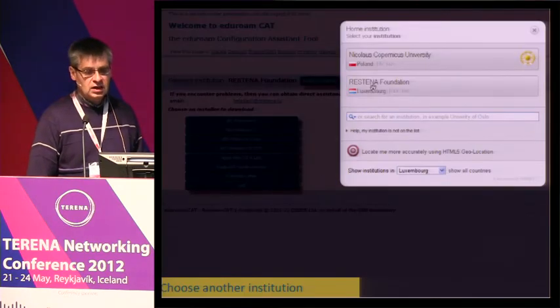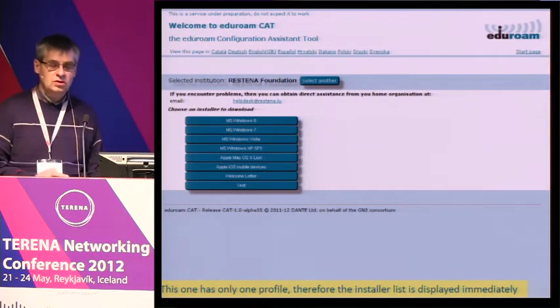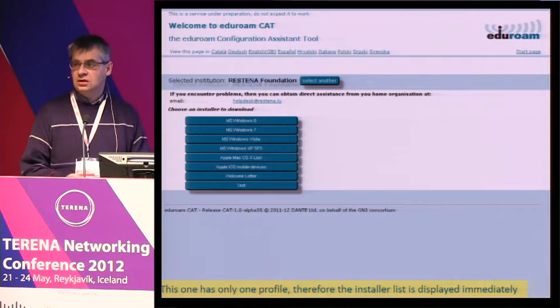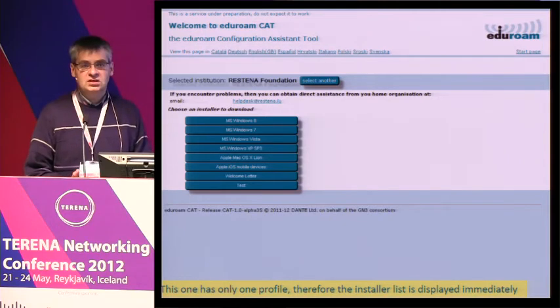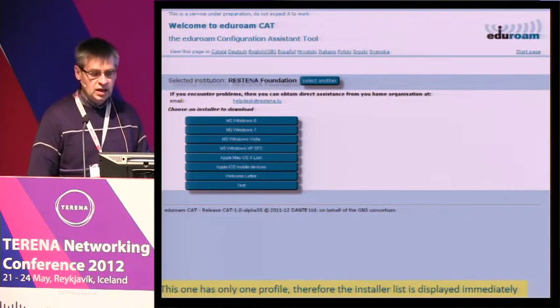Okay, let's try to look at another institution. The difference between these two is that this institution only has a single user group, which probably is the most common example. And then the user doesn't have to pick the user group. He just gets a list of all available installers.